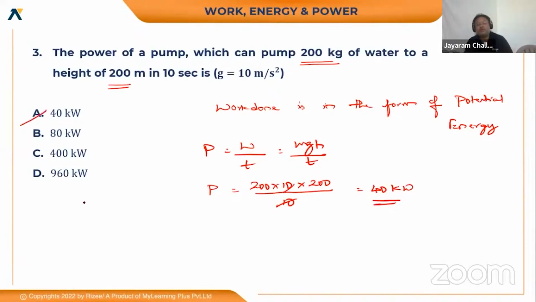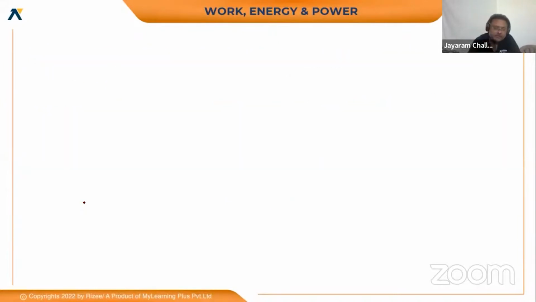In some situations, work done is only kinetic energy. In some situations, work done is both kinetic energy as well as potential energy. So like that, we need to solve different types of cases. Now, if I come to energy, we will be discussing only conservative energy, basically mechanical energy. Mechanical energy is divided into two parts: kinetic energy and potential energy.